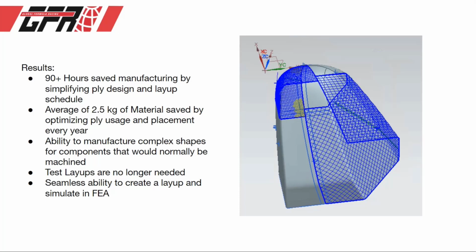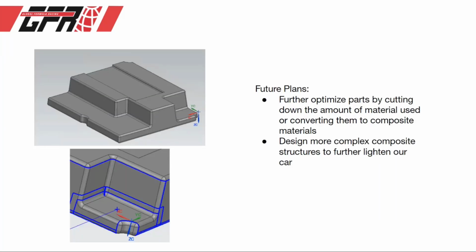GFR also benefits from being able to simply create a composite layup and perform an FEA. GFR plans to further reduce waste material by improving the design and layup of our composite parts. Siemens FiberSim will be used in the future to design more complex parts without adding complexity to manufacturing plans. Design improvements can be made to reduce weight while maintaining the characteristics needed of the part.